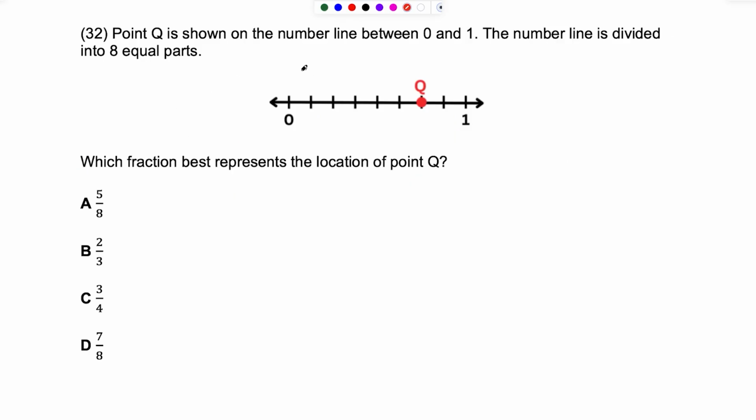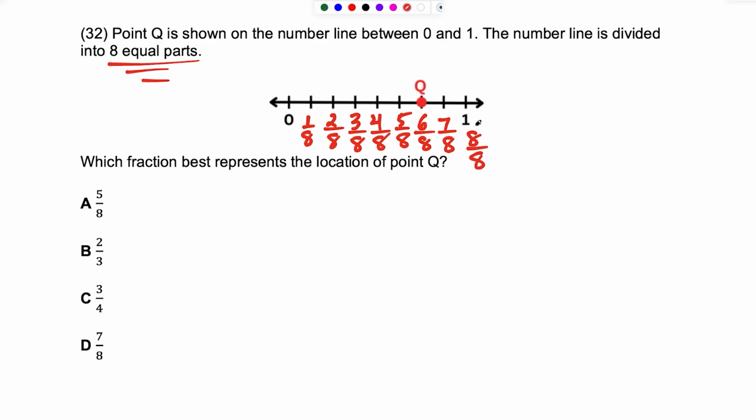Question 32, point Q is shown on the number line between 0 and 1. The number line is divided into 8 equal parts. Which fraction best represents the location of point Q? So for this one, they told us that the space between 0 and 1 is divided into 8 equal parts. So notice we're going 1, 2, 3, 4, 5, 6, 7, 8. So if I were to write fractions here, this would be 1/8, and then we would have 2/8. We have 3/8, 4/8, 5/8, 6/8, 7/8, and then the last one here at 1 would be 8/8.